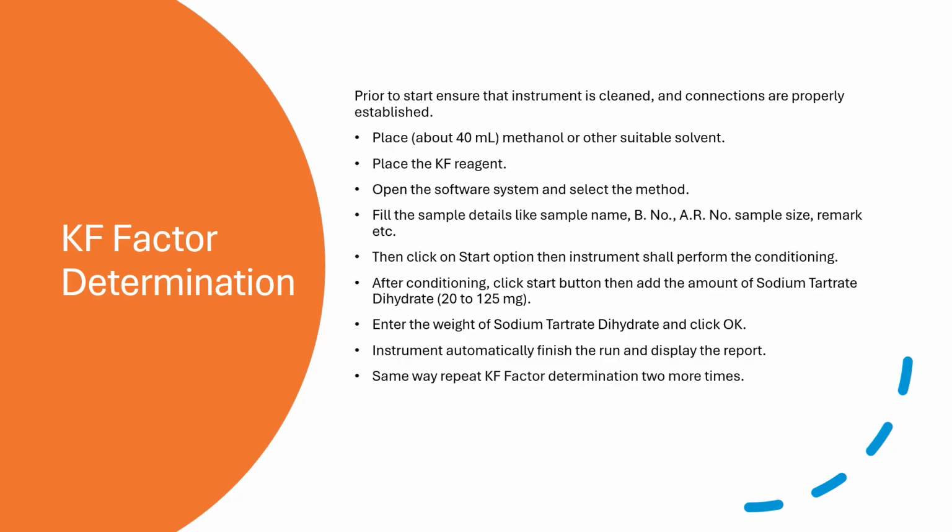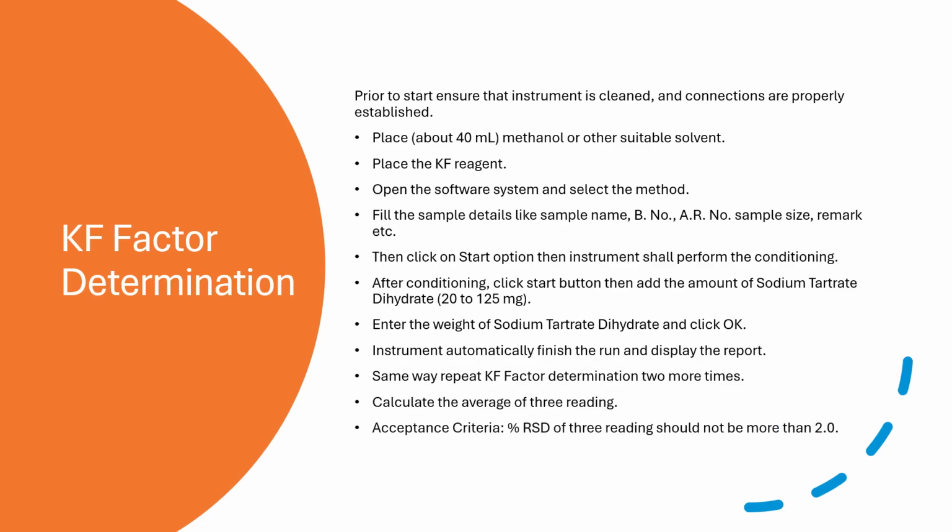And now, the same way, repeat the Karl Fischer factor determination 2 more times, right? Then calculate the average of the 3 readings. So the acceptance criterion is that the percent RSD of the 3 readings should not be more than 2.0%, right? So this is overall the KF factor determination process.